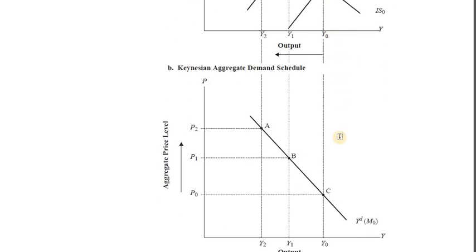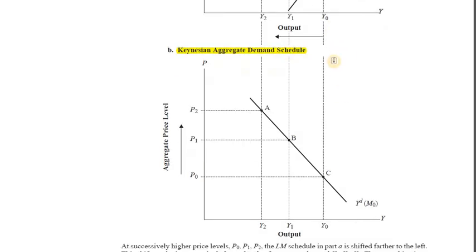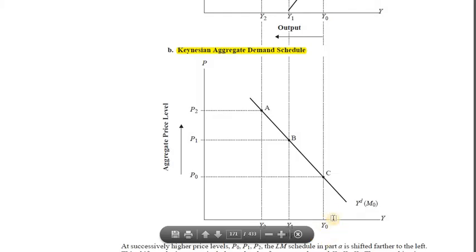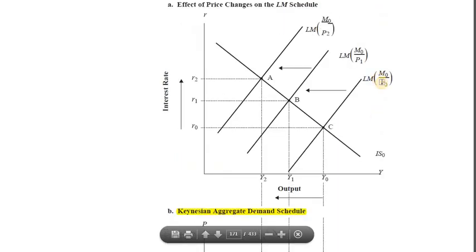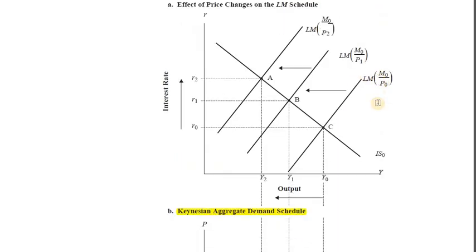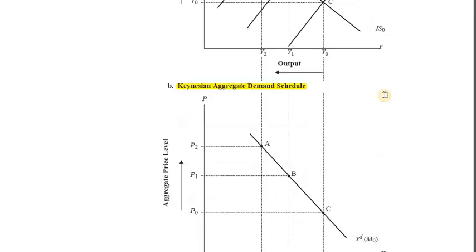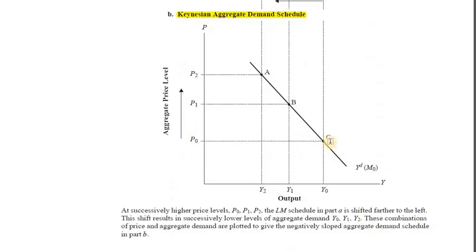Let's just look at diagram B, which is the Keynesian aggregate demand schedule. We just have to draw Y0 over here because it's income or output on the x-axis. Here we are assuming that this LM curve has been drawn based on the given money supply M0 and prices P0. So M0 upon P0 is our real money supply. Prices are P0, so let's keep it here at P0. This is our point C.